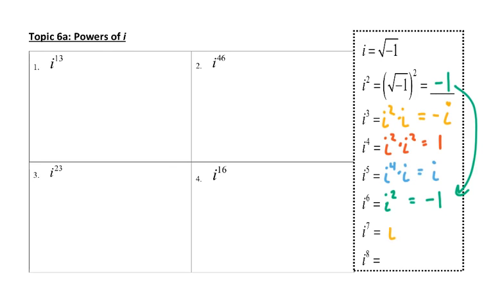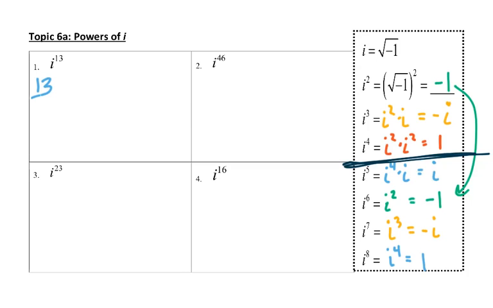And i to the seventh is just like i cubed, which is going to be negative i. And i to the eighth is just like i to the fourth, which starts back over at positive 1. So it's sort of this modular thing, every fourth restarts this pattern. So we do problems by taking the exponent and dividing it by 4 and seeing the remainder, because that's where it starts over, after the fourth.